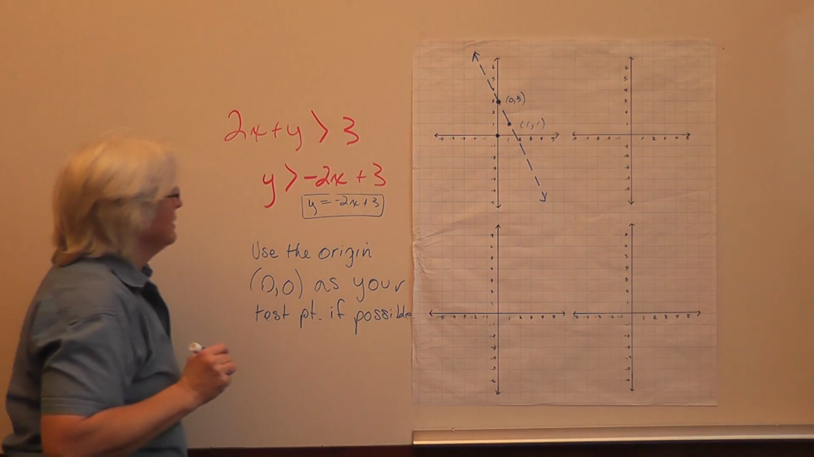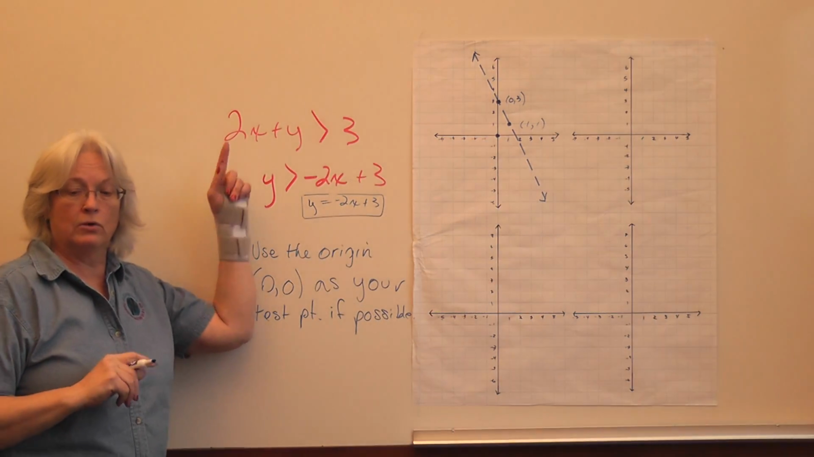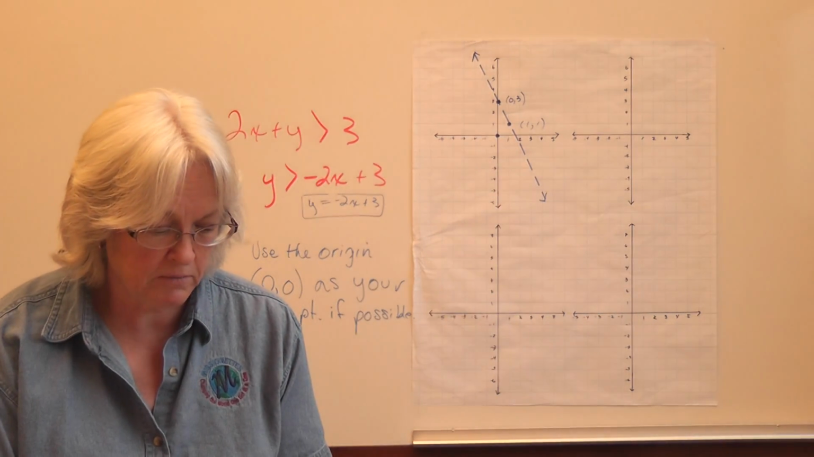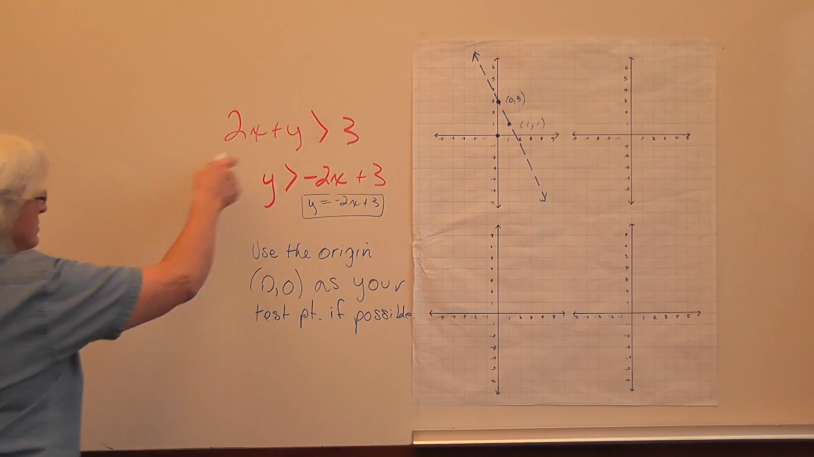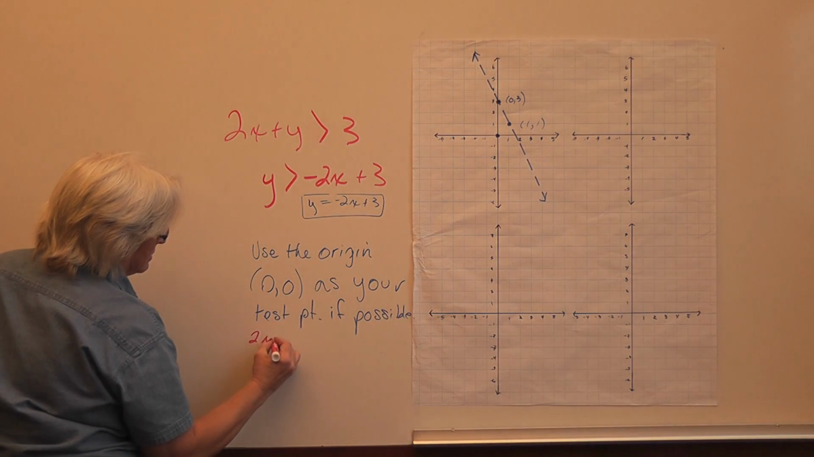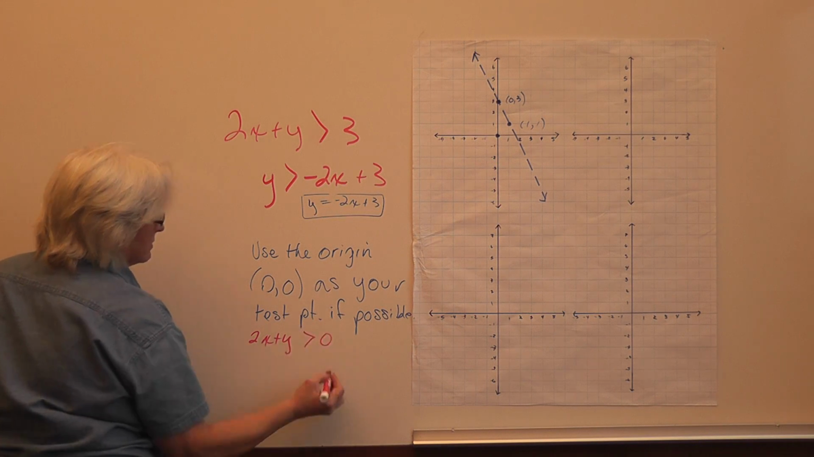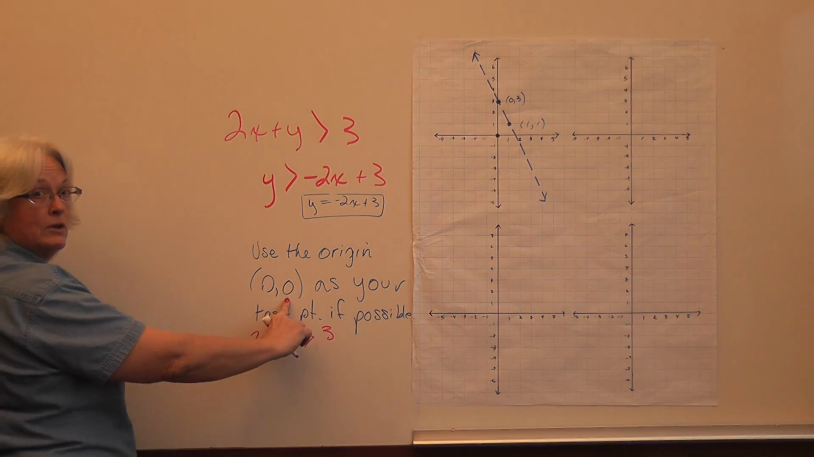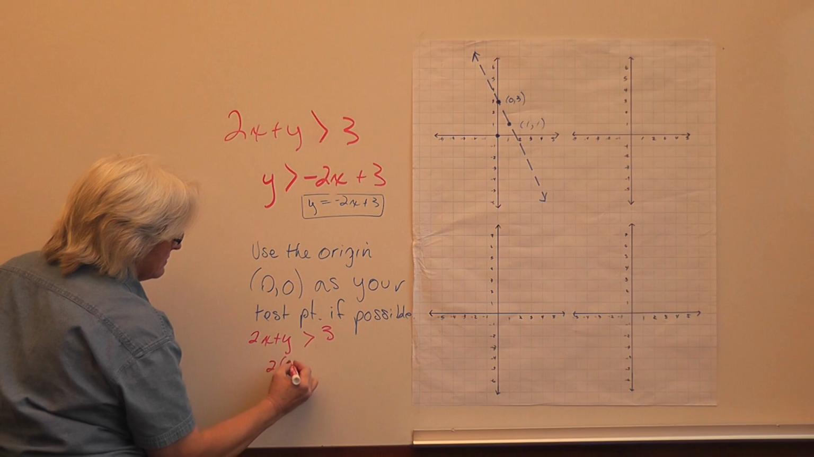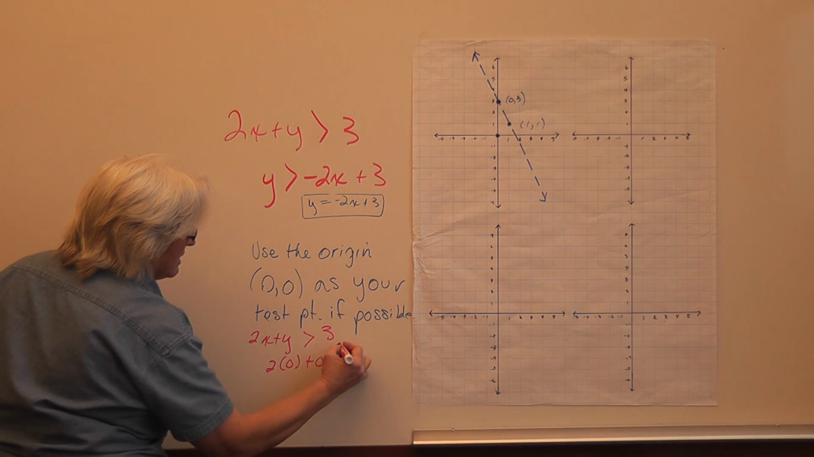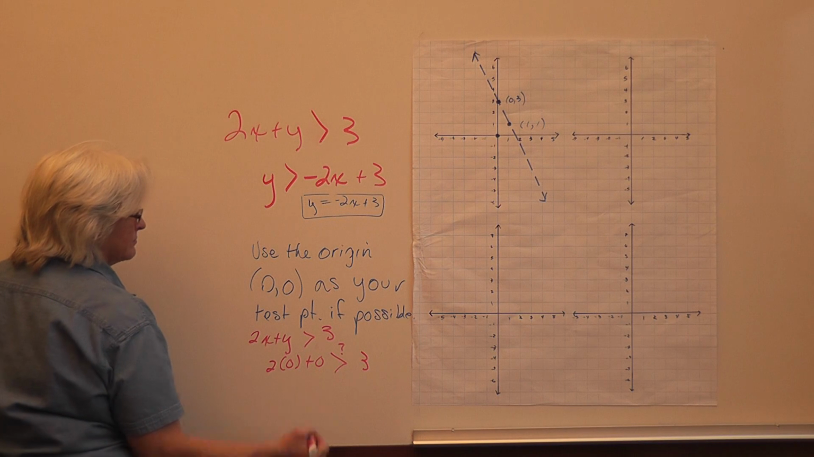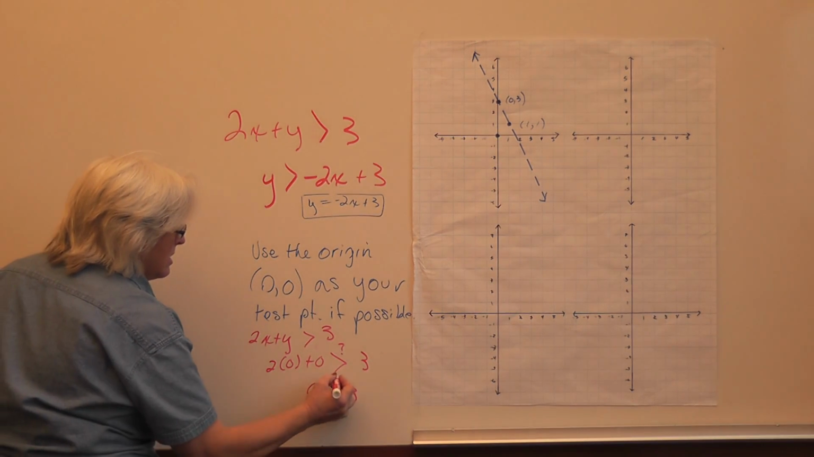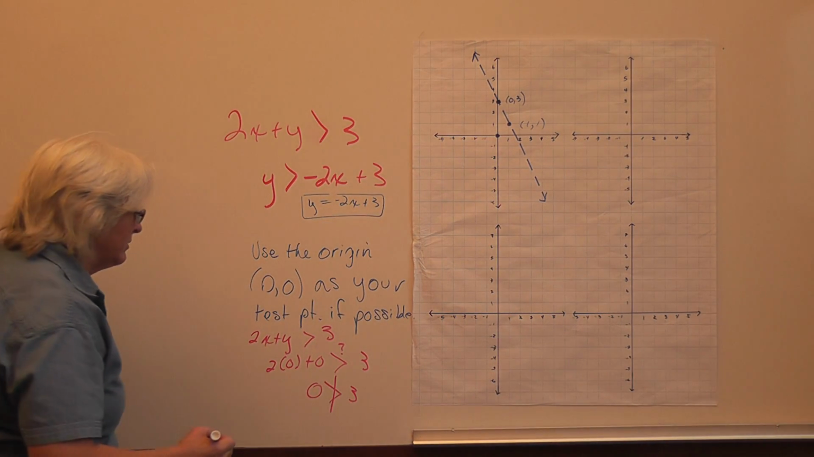And I take that test point there, and I substitute this into the original inequality. And I'm looking for my cover here. I say 2x plus y greater than 3. Going to use 0, 0 as my test point. 2 times 0 plus 0. Is that greater than 3? Is 0 greater than 3? No. 0 is not greater than 3.